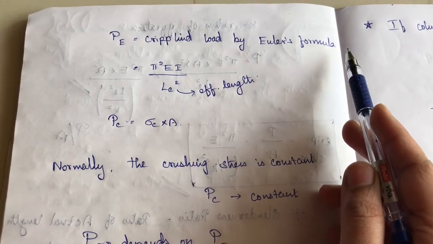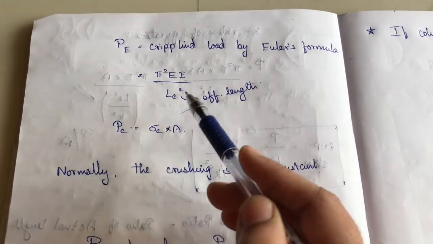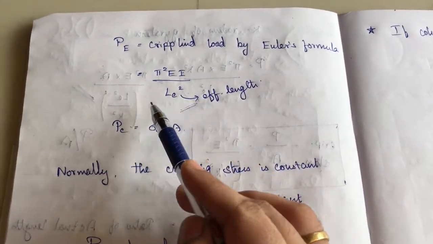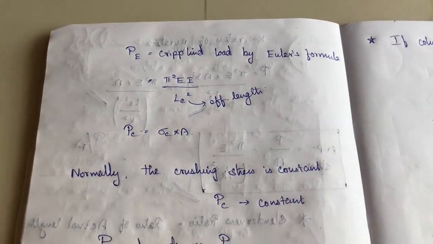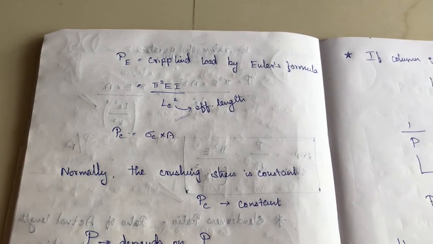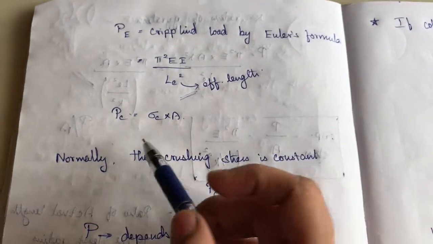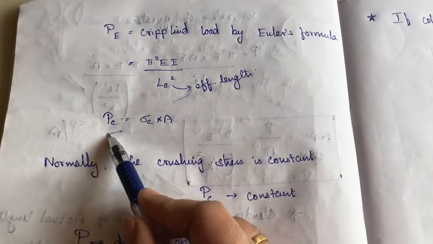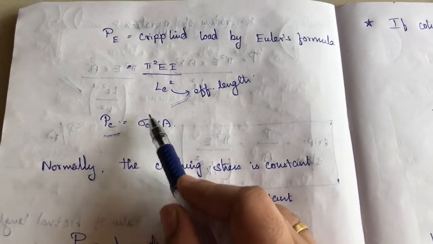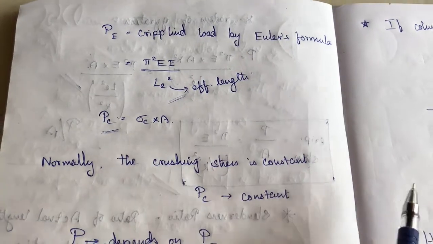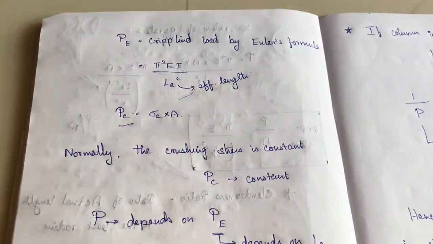Okay. So we know the formula here. We have seen it earlier. So PE is pi square EI by LE square. Here LE is nothing but effective length, which is also known as equivalent length. What is PC? PC means crushing load, right? So it is crushing stress into area. Okay, so we know these two formulas.